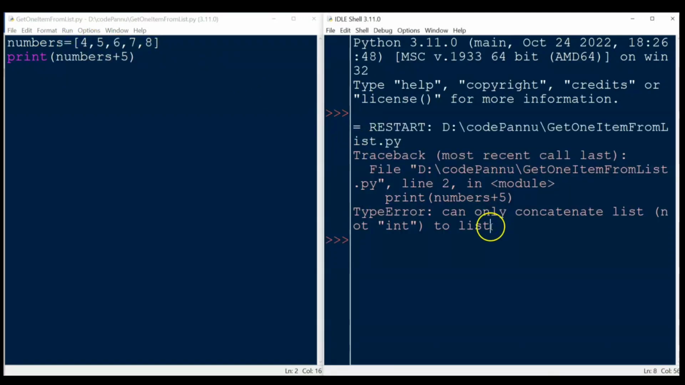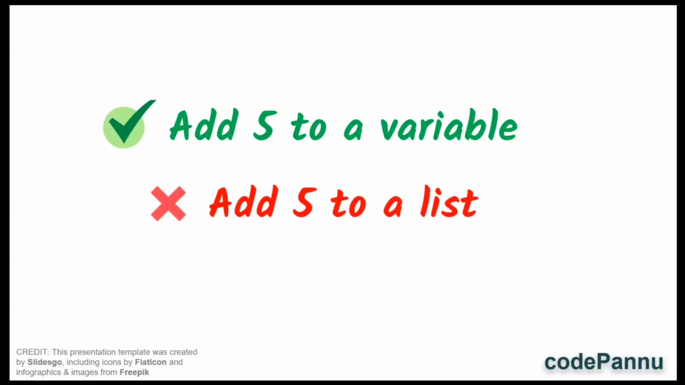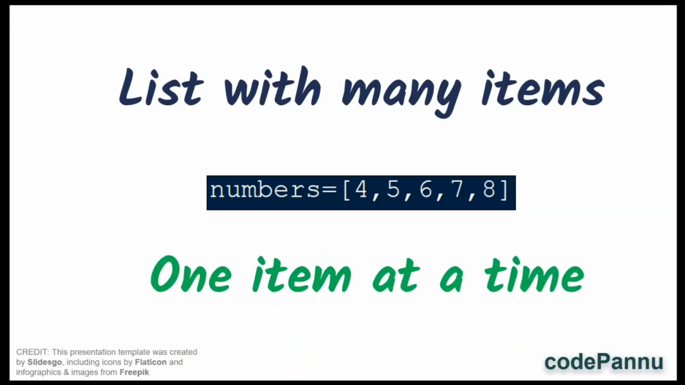Why? If we are able to add 5 to a variable, why are we not able to add 5 to a list? The reason is because when we are using a list which has many items in it, we have to take one item at a time. In this video, we will see how to take one item at a time.